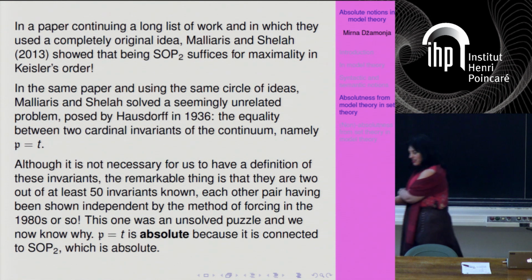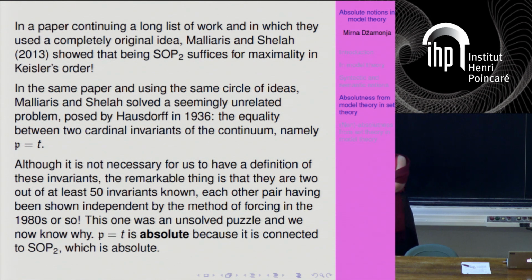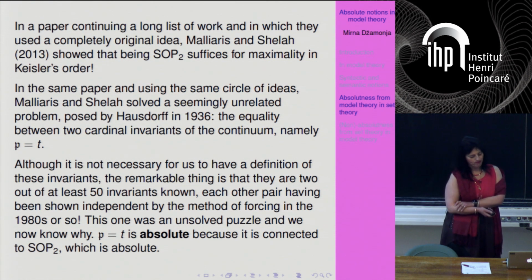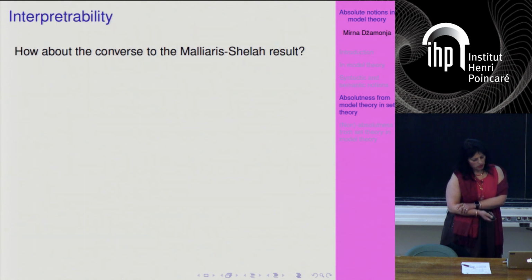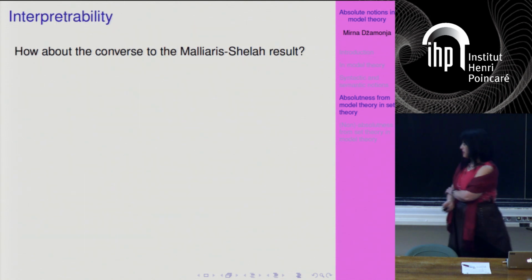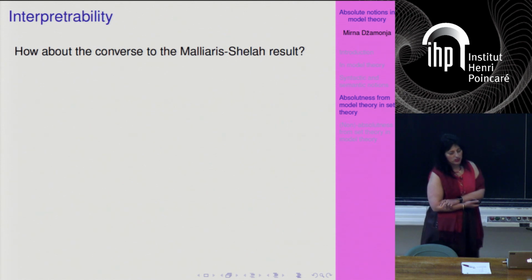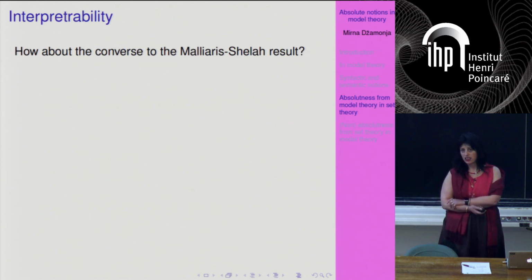So to wrap this up, this equality is absolute because it is connected with SOP2, which is absolute. So let us now talk a little bit about interpretability and ask ourselves, how about the converse to this Malliaris-Shelah result?